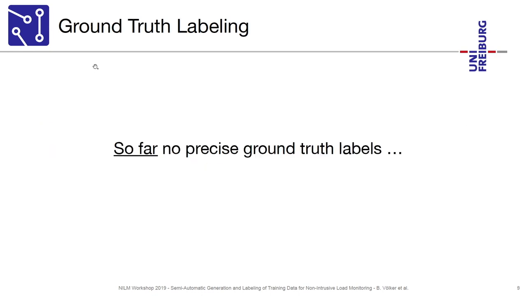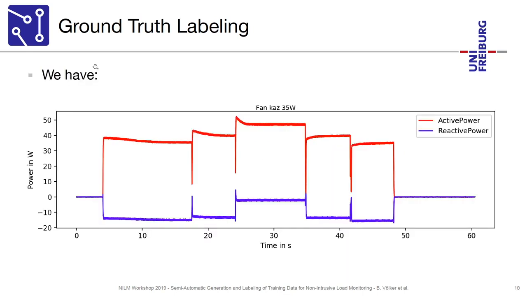But so far, we don't have this ground truth information yet. So far, we basically have the same as all the other data sets out there. So we have device level information like here, a desktop fan, where you can see the state changes, but they're not annotated. But what we want is basically exactly this.